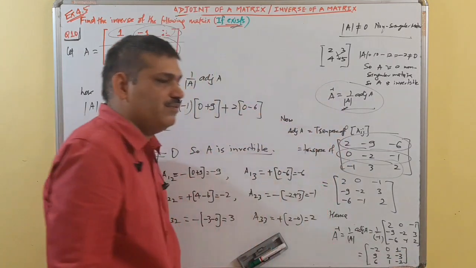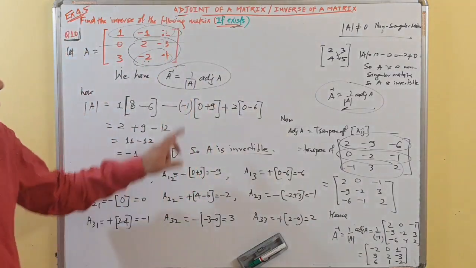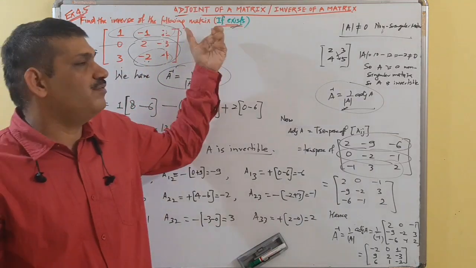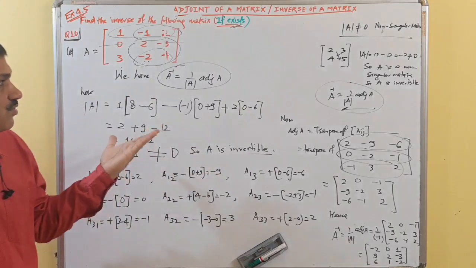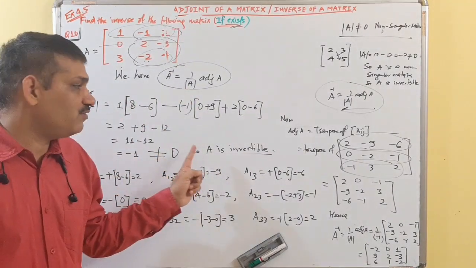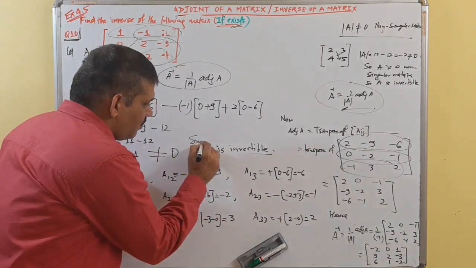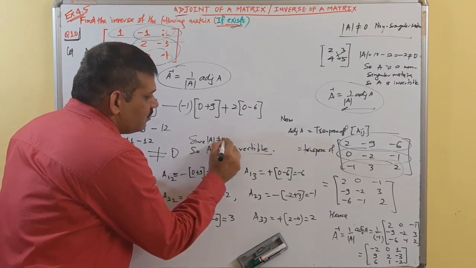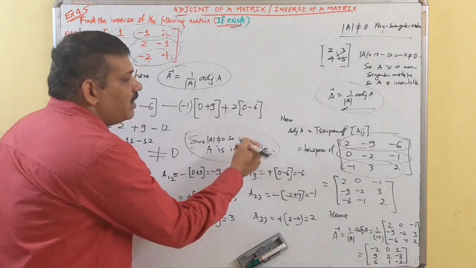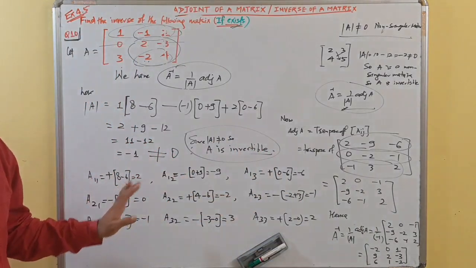This is A inverse. So to find A inverse, what do we do? First of all, we need to check whether it is invertible or not, whether the inverse exists. So first we find the value of determinant A, which must be non-zero, and here we will write: since determinant A is not equal to 0, A is invertible, so A inverse exists. Now we will proceed to find A inverse.